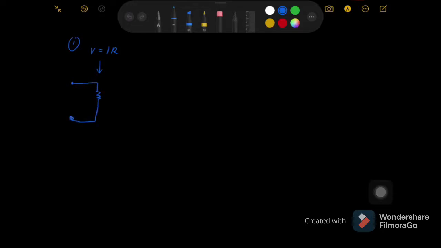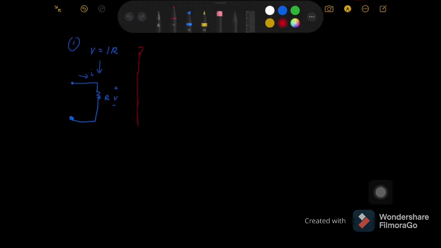If we represent it in a circuit form, it will be like this, a resistor with the current going that way, and then we have V.